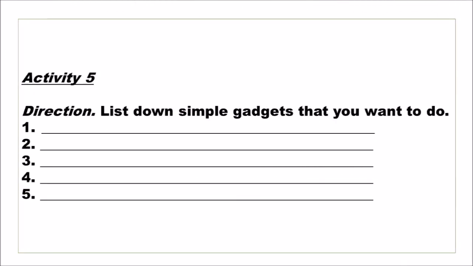Next activity is you're going to list down 5 simple gadgets that you want to do. Ano ba yung mga gusto ninyong gawin? So, maglista lamang po kayo ng 5. Halimbawa po, kung gusto ninyong gumawa ng radyo, di sulat po ninyo yon. Or improvise electric fan at marami pa pong iba.